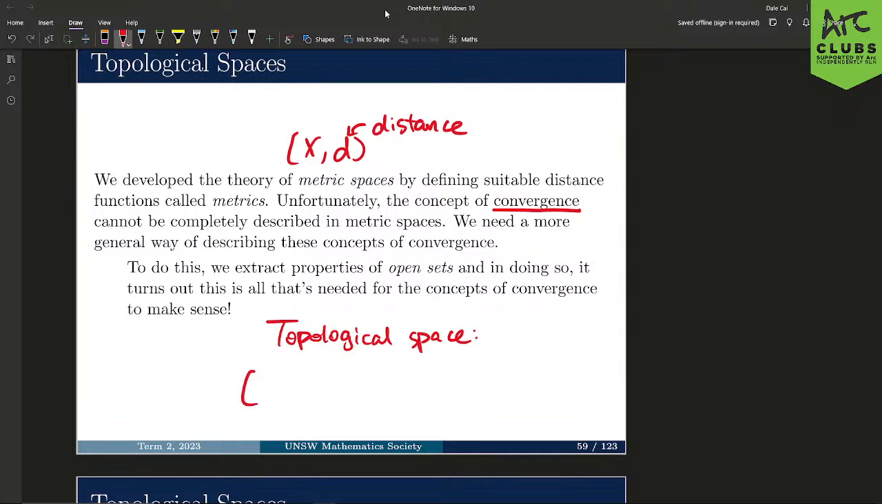And what that is, it's a set X equipped with this thing tau called a topology, which is the collection of open sets of X. So in metric spaces, open sets were defined by the metric, but now we're defining open sets without the metric. And so this is our choice now. An open set, we decide what counts as an open set, and that defines our topology.